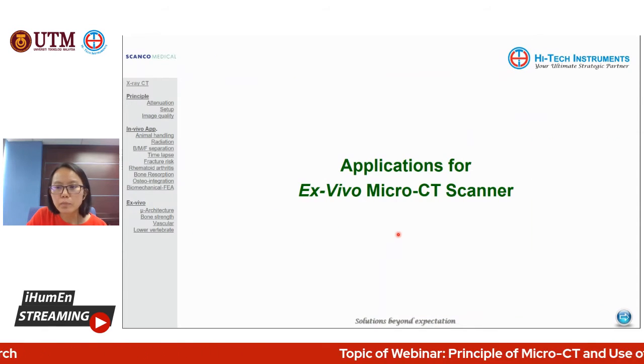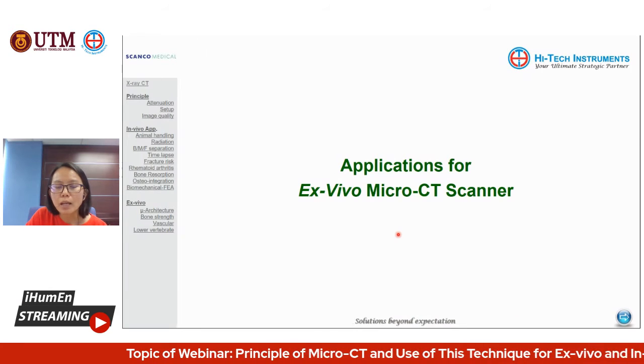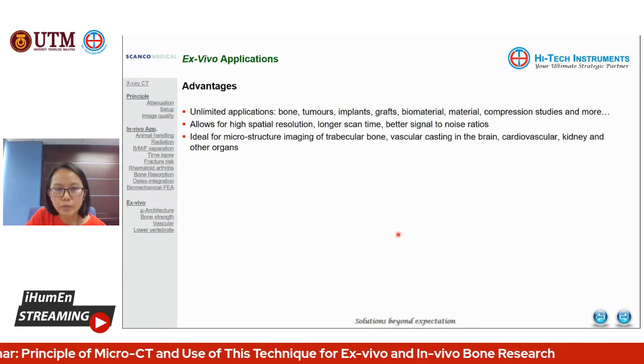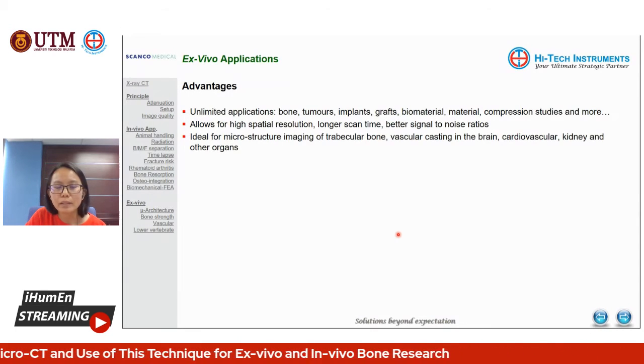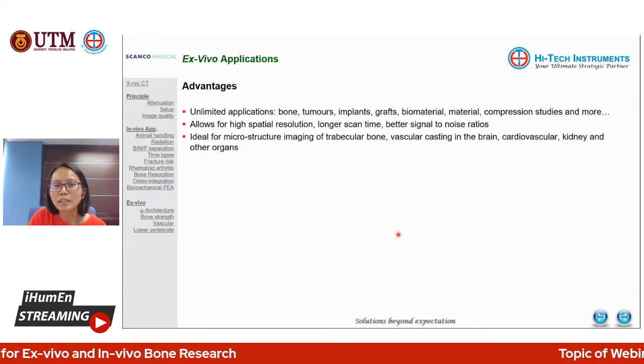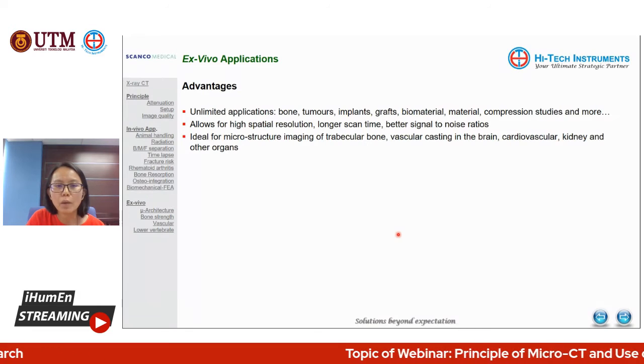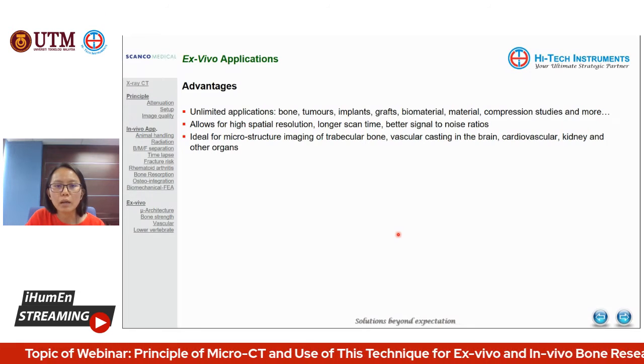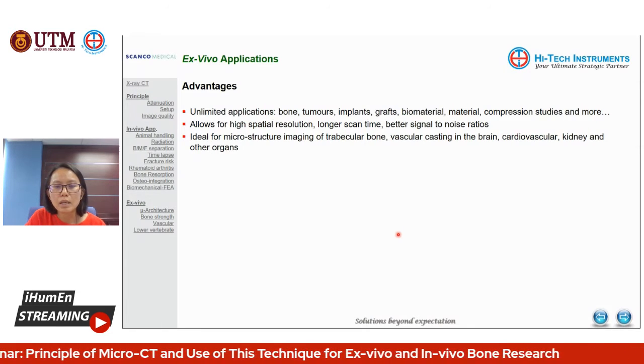Okay. So comes to the ex vivo. Ex vivo can be doing everything that in vivo is doing, except that the animal cannot be alive. So that's the limitation. In other words, ex vivo has unlimited application. You can use it on bone, tumor, soft tissue. You can use it on plants, implants, grafts, biomaterials, materials, polymers, on all sorts of samples.